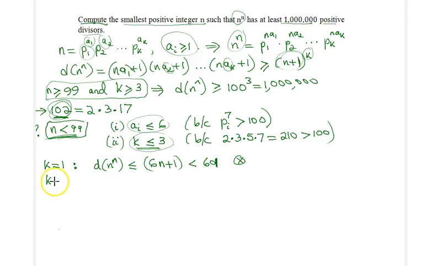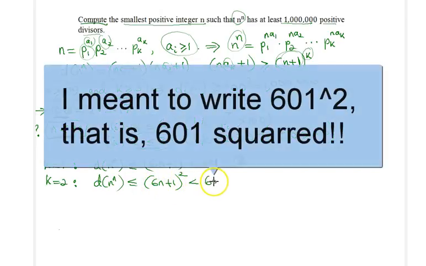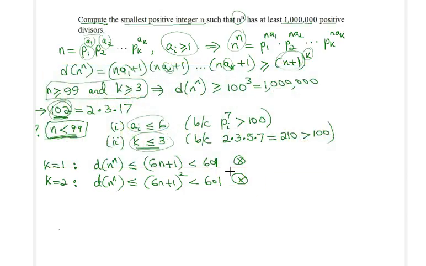Another case is where k is equal to 2, which again will create a violation. In that case our number will be less than or equal to (6n plus 1) squared. Still not enough, so that case is also ruled out. So we would like to exclusively focus on the case where k is equal to 3.